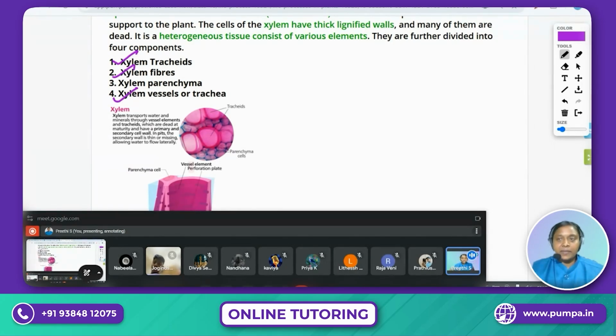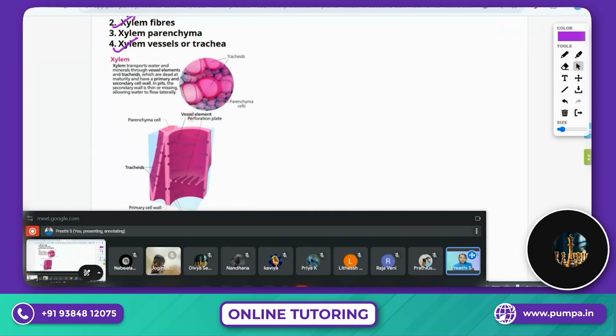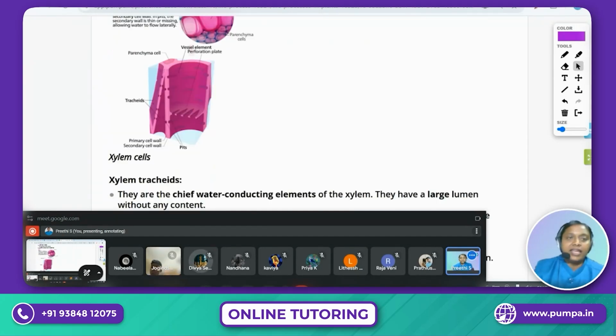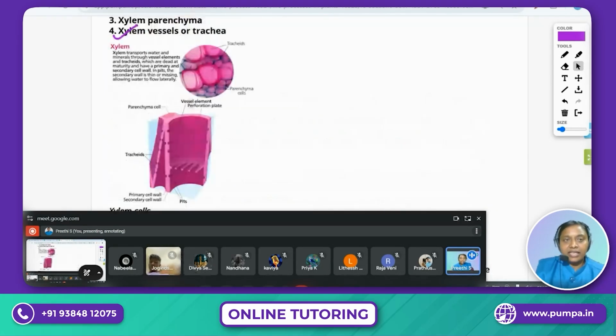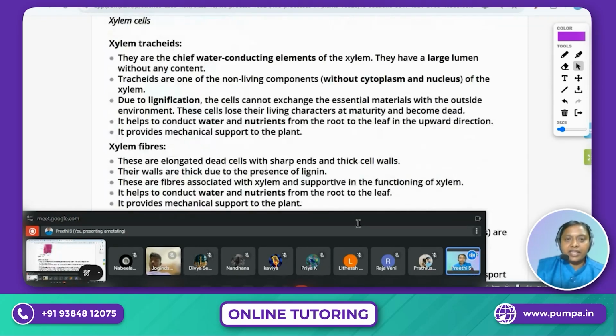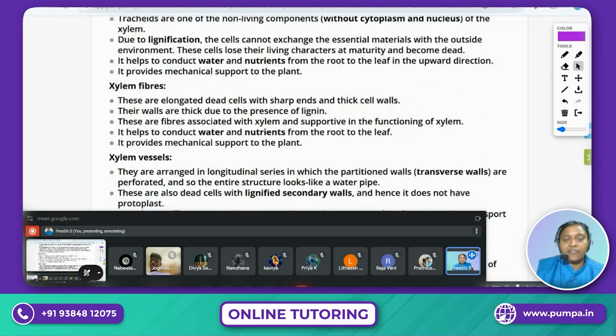So clear, children? You know which one is the living cell, and all the others are the dead cells. Then tracheids: in a tracheid, water will be taken up. It is also a tube-like structure. And then fibers. Fibers will also take up water.